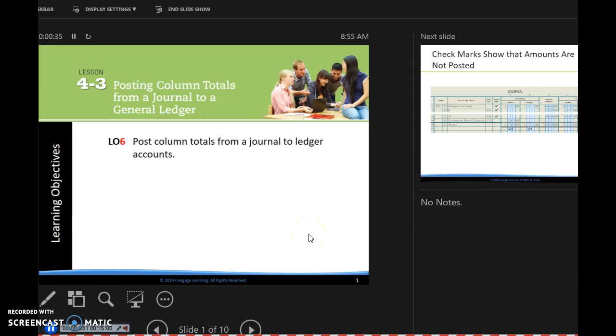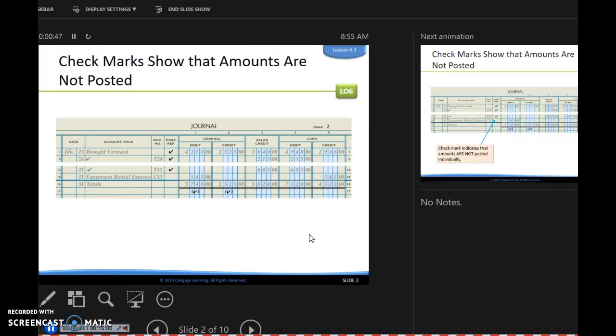So yesterday we posted the general debit and general credit columns. Today we're going to post the column totals from the journal to the general ledger. Okay, check marks show that amounts are not posted. So we kind of figured that out yesterday when we had that sales line. Nothing was in the general debit or credit, so that would be a line item that we don't post. Okay, and then we also said yesterday that we don't post the totals of the general debit and general credit columns because we've already posted those individually. So we don't want to post them 2 times.